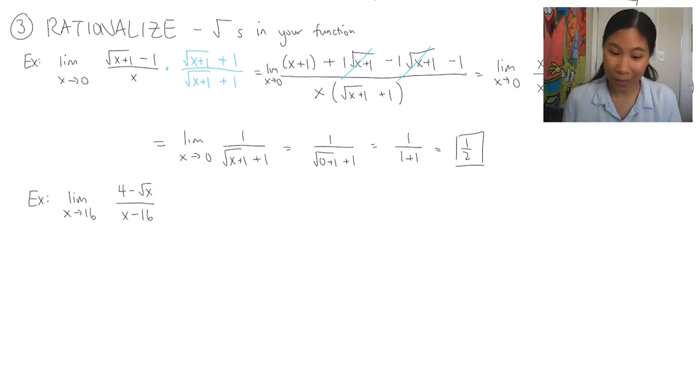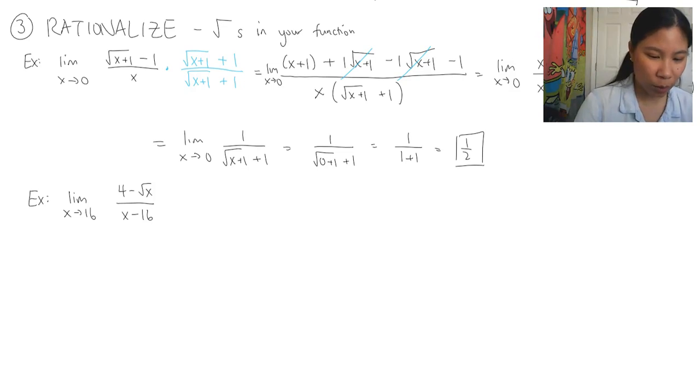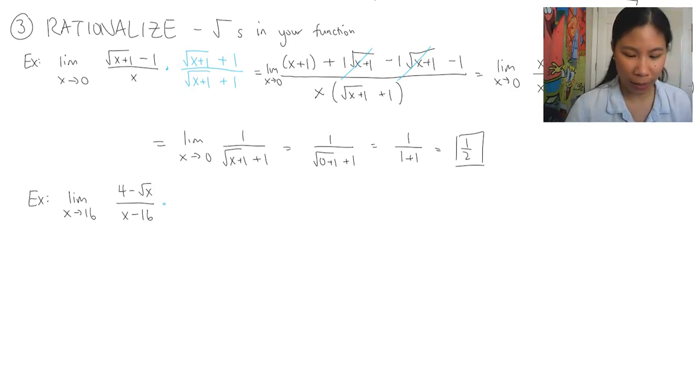Okay, so let's do another example where we have to rationalize. And again, as you look at the function here, we have the limit as x approaches 16 of 4 minus radical x over x minus 16. And again, you see the radical, so that's how you know I should rationalize. So to rationalize, we're going to multiply the top and the bottom by that conjugate. So in this case, it'll be 4 plus radical x.